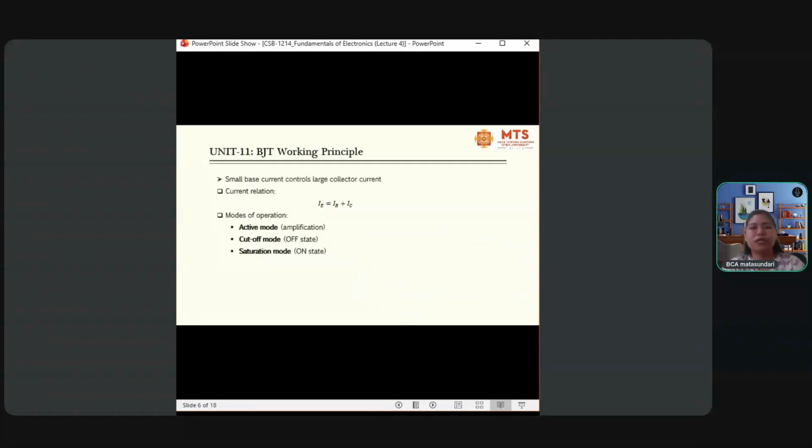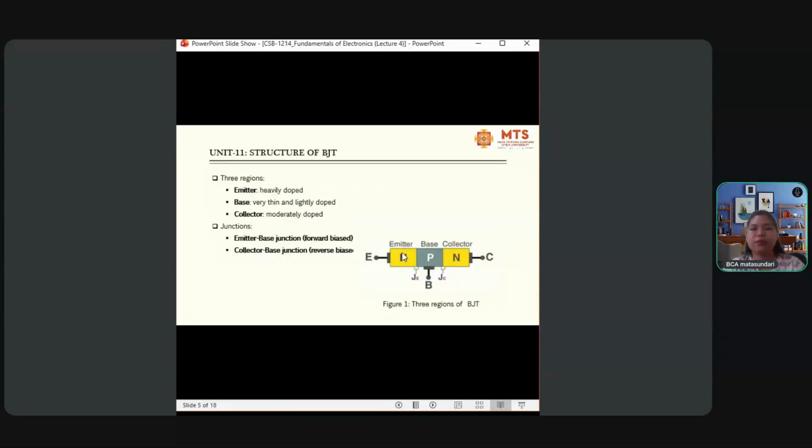Next, the BJT working principle. How does it work? A small base current controls a large collector current. So the current relation will be IE equals IB plus IC. This is the current relation between emitter, collector and base: emitter current equals base current plus collector current.